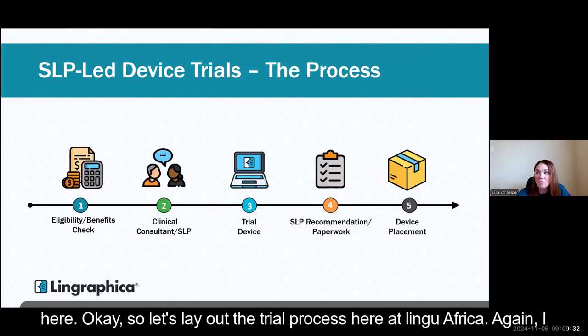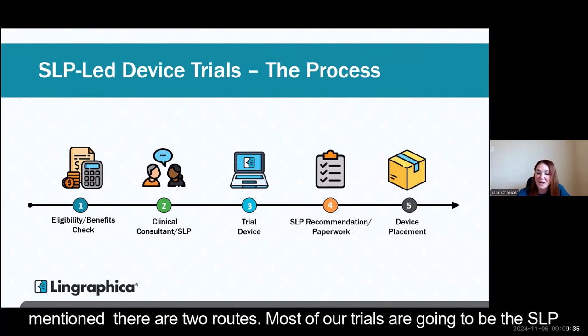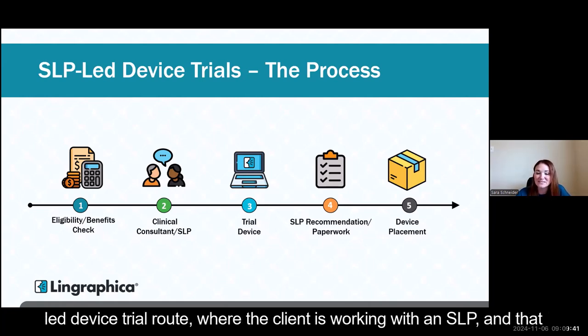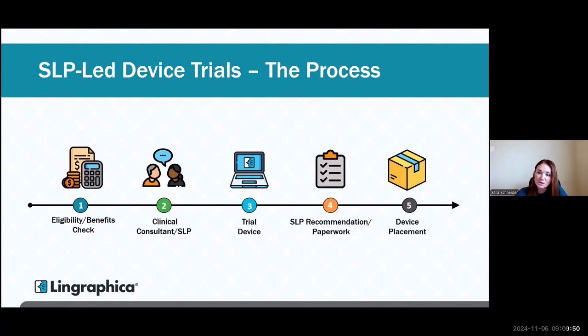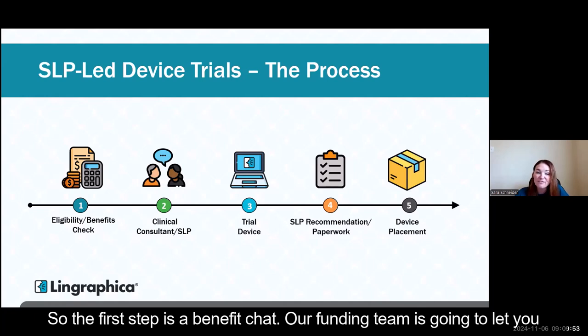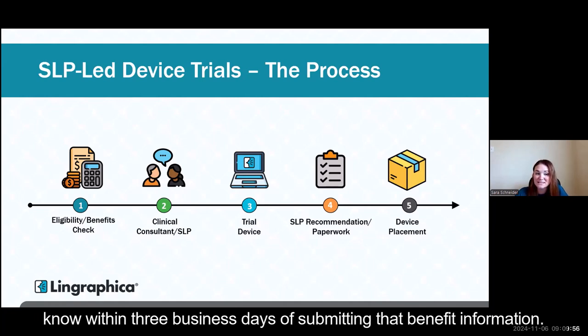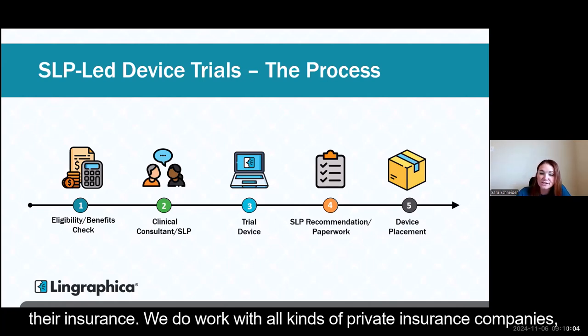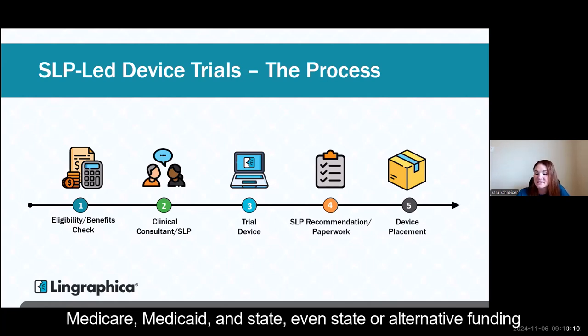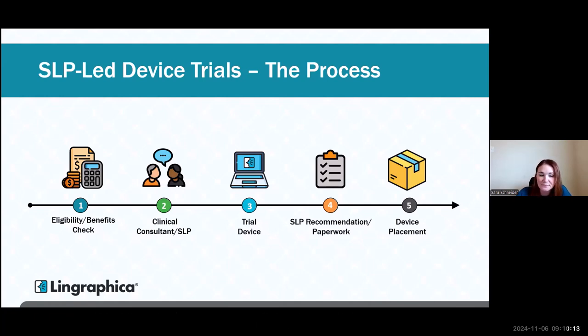Okay, so let's lay out the trial process here at Lingraphica. Again, I mentioned there are two routes. Most of our trials are going to be the SLP-led device trial route, where the client is working with an SLP, and that SLP is going to be the one that supports that trial process. So the first step is a benefit check. Our funding team is going to let you know within 3 business days of submitting that benefit information exactly what that funding for your client's device might look like through their insurance. We do work with all kinds of private insurance companies, Medicare, Medicaid, and even state or alternative funding programs.